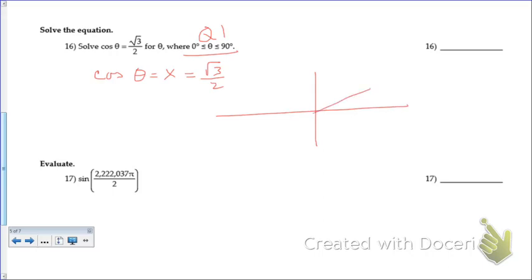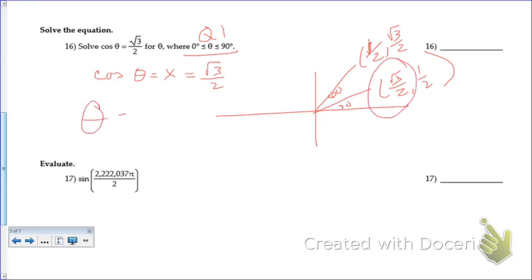And I've got my 30, and there's my 60. My points here are 1/2 and square root of 3 over 2 for the 60, and the 30 is square root of 3 over 2 and 1/2, and I want the x-coordinate. Which one has an x-coordinate of square root of 3 over 2 is all it's asking. Which is this guy, which makes theta have to be 30 degrees.